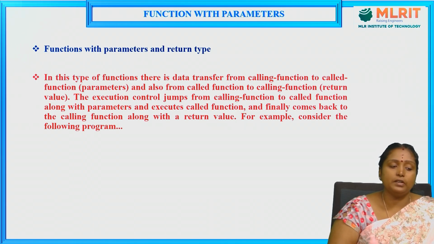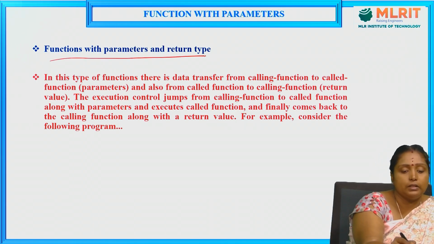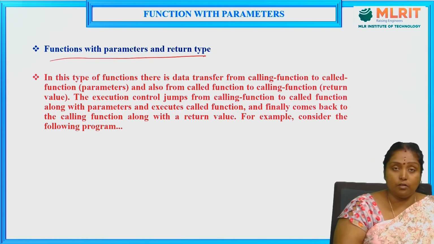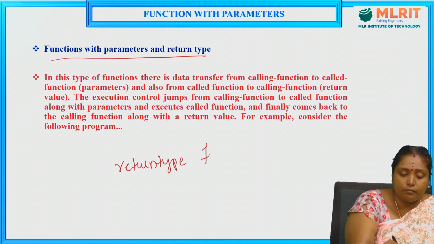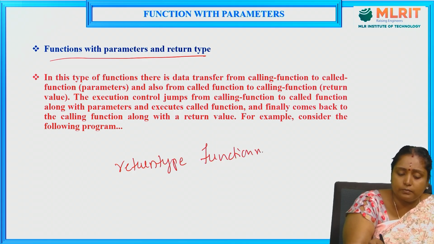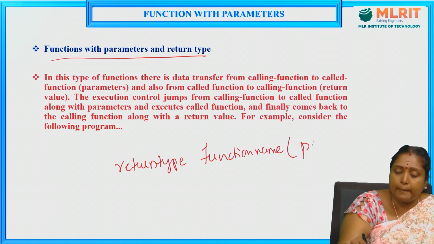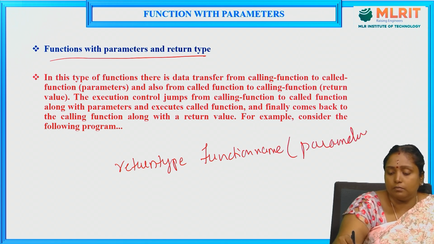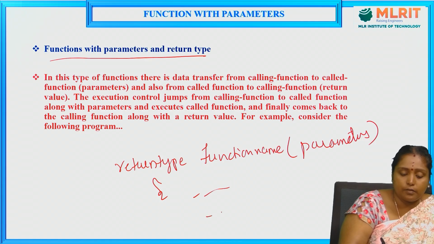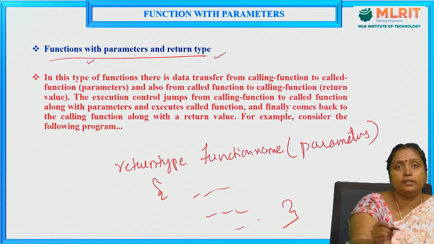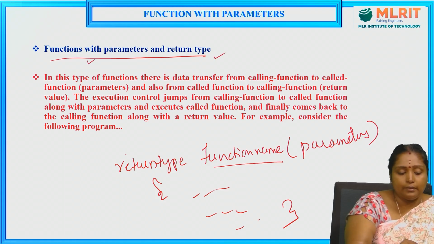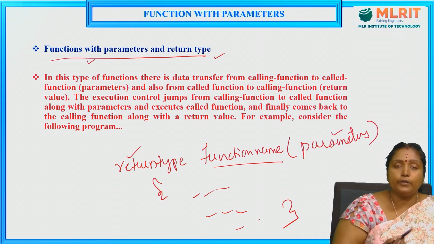Coming to the first one, functions with parameters and with return type. As we have seen in the last session, how you write a function: you will write a return type, function name, followed by parameters, and so on. It will go with a specific task. So the first one is functions with parameters as well as return type. If a function has the return type as well as parameters, how would it happen?